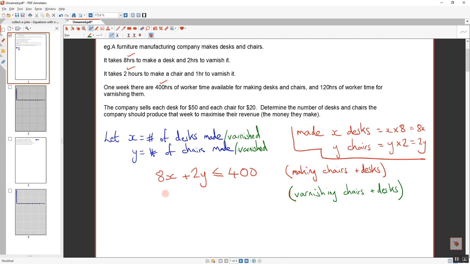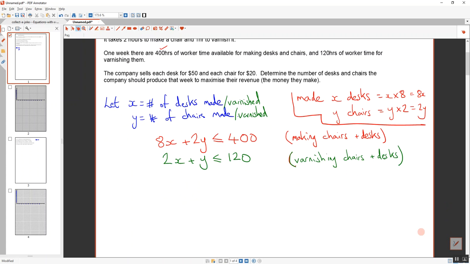Have you got an equation, Ian? Yep. 2x plus 1y is less than 120. Right, good. So I've got 2x, because it's 2 hours to varnish a desk, so it's 2 times x. It's 1 hour to varnish a chair, so 1 times y, and that has to be less than or equal to 120, okay? Because they can do it in less time, or they can do it equal to that time. Everybody okay so far? Yep.